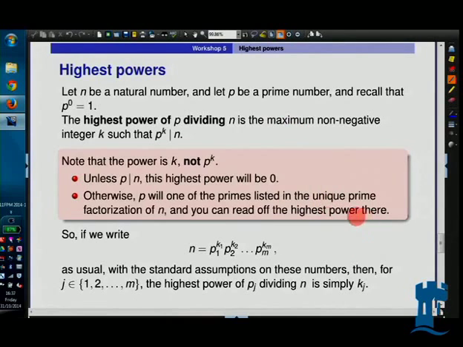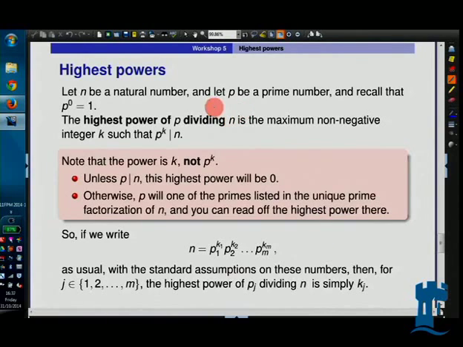So when you do your unique prime factorization of n, assuming n is divisible by p, then p has to be one of these primes. We know that if you take a product of alien primes, it's not going to suddenly be divisible by some completely different prime. The only primes that divide n here will be p1, up to pm. And the highest power of p1 dividing n is k1. The highest power of p2 dividing n is k2, and so on.